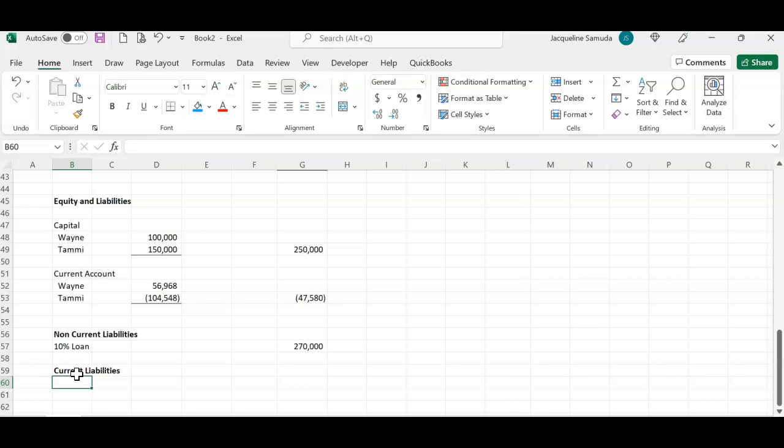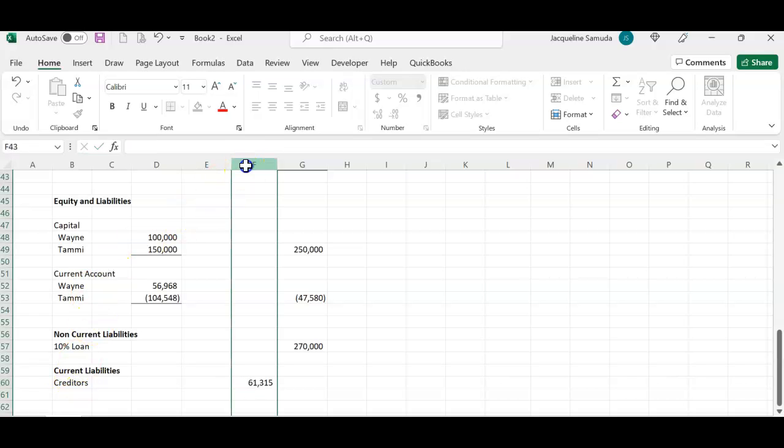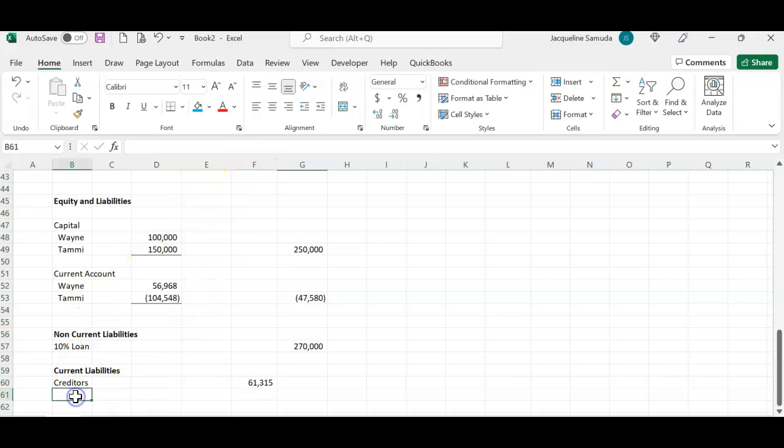The first one is our creditors. That is the people to whom money is owed, and that was 61,315. So I'm going to list them in this column F. Then we had our bank overdraft, because the bank figure was in the credit column and not in the debit column. And the bank figure was 79,300.